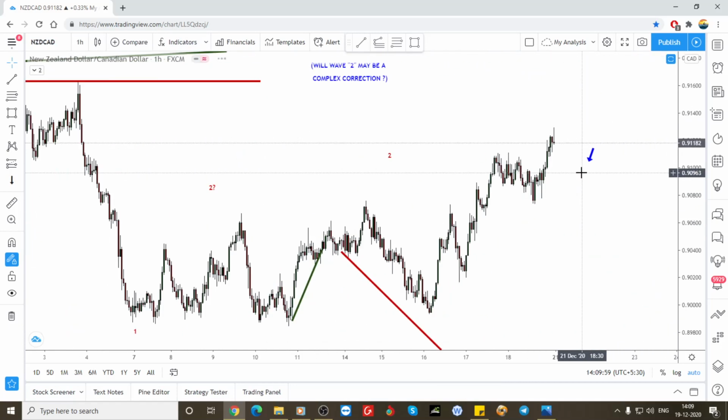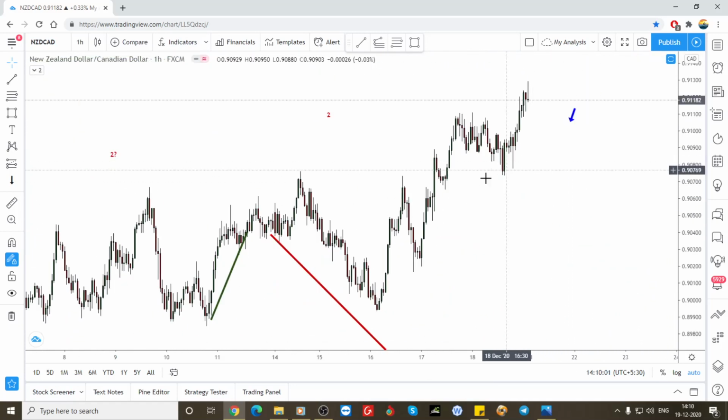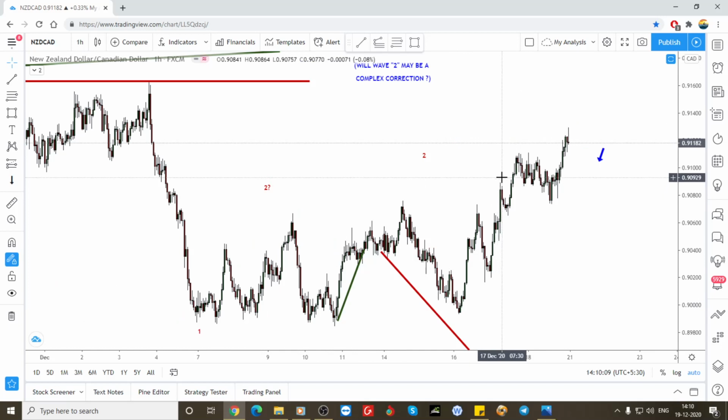Here, 1 2 3 4 5. So what I thought here, after the completion of this wave, that is why I entered at 9106 here, and it did again one more three-wave move from here.